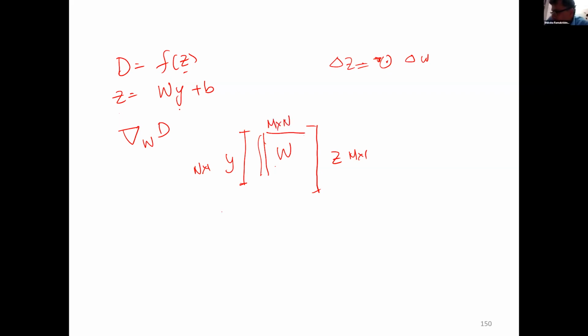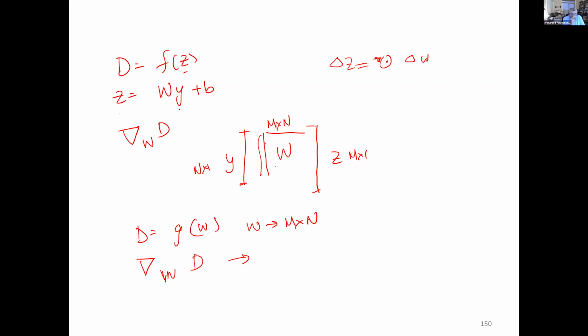So now I have d as some function of w. Let me call this g of w. W is m cross n. What will the shape of the derivative of d with respect to w be? Jehan says n cross m. How many of you agree? What is the shape of the derivative of d with respect to w?